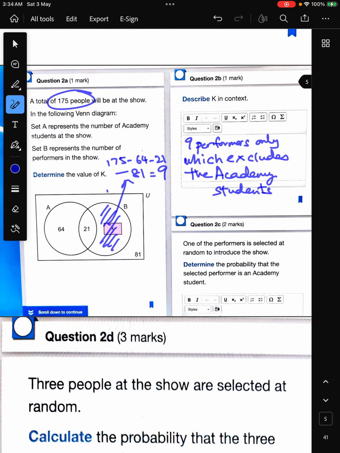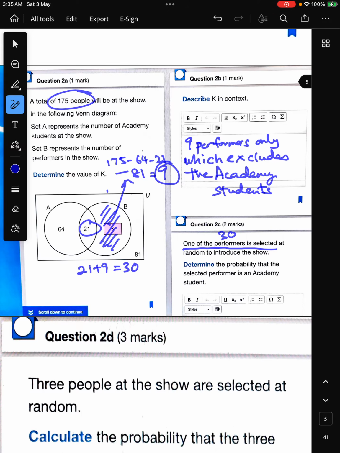So let's look at 2C. It says that one of the performers is selected at random to introduce the show. Determine the probability that the selected performer is an academy student. Now, it says that one of the performers is selected, which means that this is actually a conditional probability question. Because we know that in total we have 21 plus 9 performers, because we have 21 here and we have this 9 here, so we have 30 performers in total.